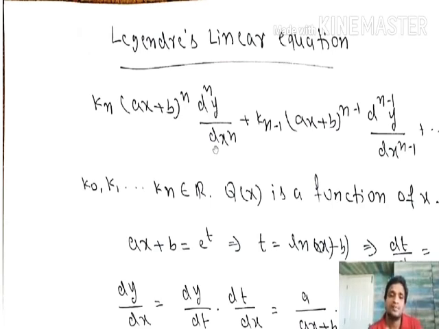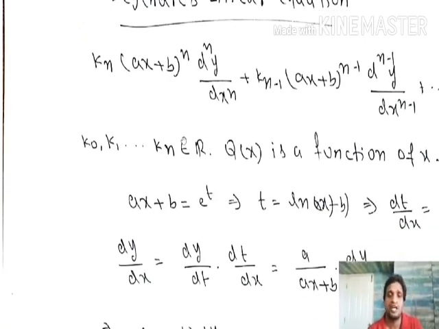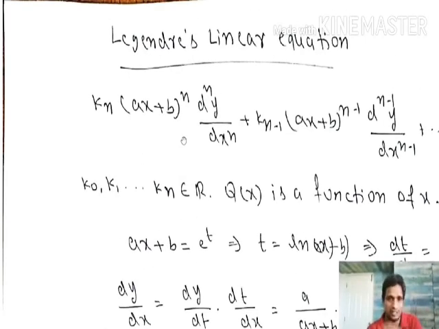The difference between the Cauchy-Euler equation and the Legendre linear equation is this. In the Cauchy-Euler equation, only x to the power n minus 1 like that terms are there. But in the Legendre equation, instead of x, we have one linear polynomial, that is ax plus b. The remaining procedure is the same. In the Cauchy-Euler equation, we assumed x equals e to the power t. Here, instead of x, we assume ax plus b equals e to the power t. The remaining everything is the same.